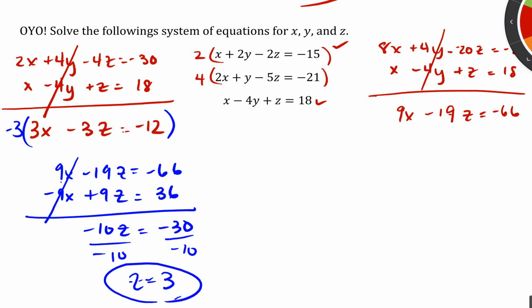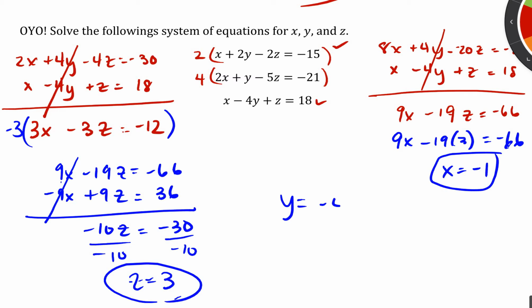That's one of my three answers. Then I can plug back in, so I know 9x minus 19 times 3 equals negative 66. Well, if I solve that out, I get an x value of negative 1. Then I could plug x and z back in to find y, and I would get a y value of negative 4. Also, remember, you could check this right on your calculator to see that you got the right answer.